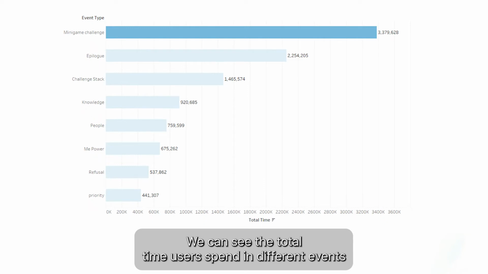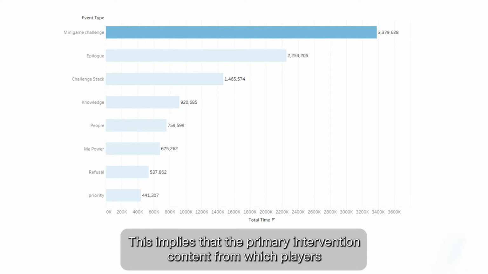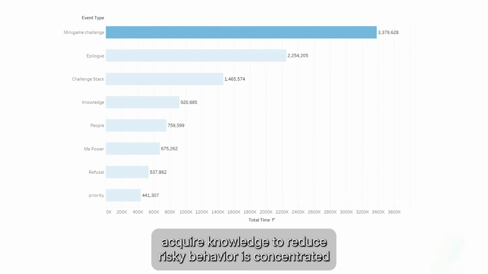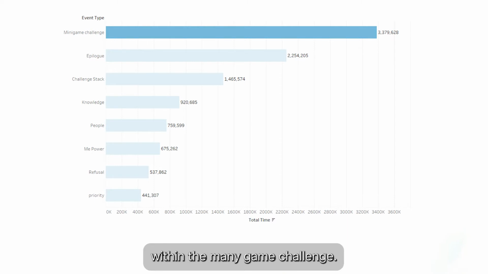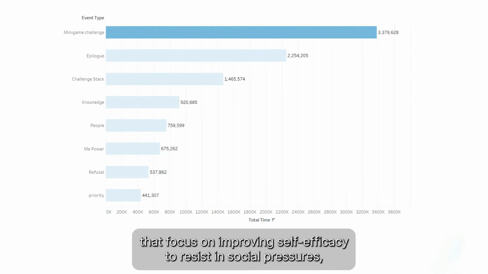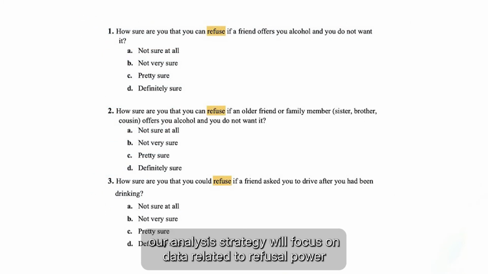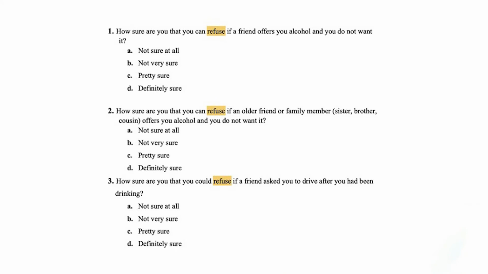We can see the total time users spend in different events that happen during the game. Game players spend the majority of the time in mini-games. This implies that the primary intervention content from which players acquire knowledge to reduce risky behavior is concentrated within the mini-game challenge. Specifically, refusal power is one of the mini-games that focuses on improving self-efficacy to resist social pressures, which is related to the keywords we find in the surveys. Therefore, to demonstrate our analysis strategy, we'll focus on data related to refusal power.